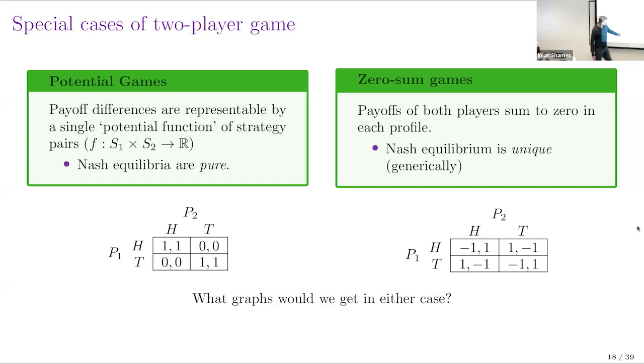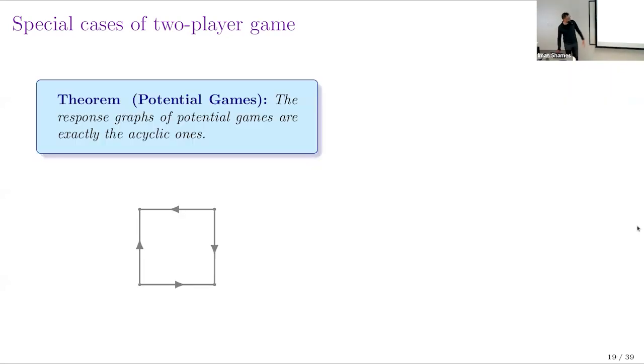But what graphs would we get in either of these cases? Let's just replace the matrices with the graphs that we have. This is a result due to Papadimitriou. I should have put the reference there. They talked about best response graphs. For potential games, best response graphs and the response graphs that we talk about are very closely related, so we can extend their results trivially to the response graphs that we have. The response graphs of potential games are exactly the acyclic graphs. They look pretty much like that. This is a potential game.